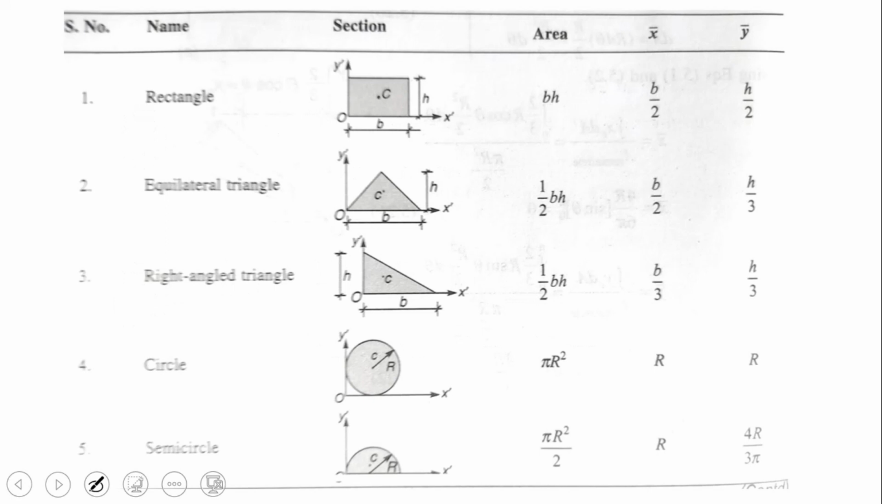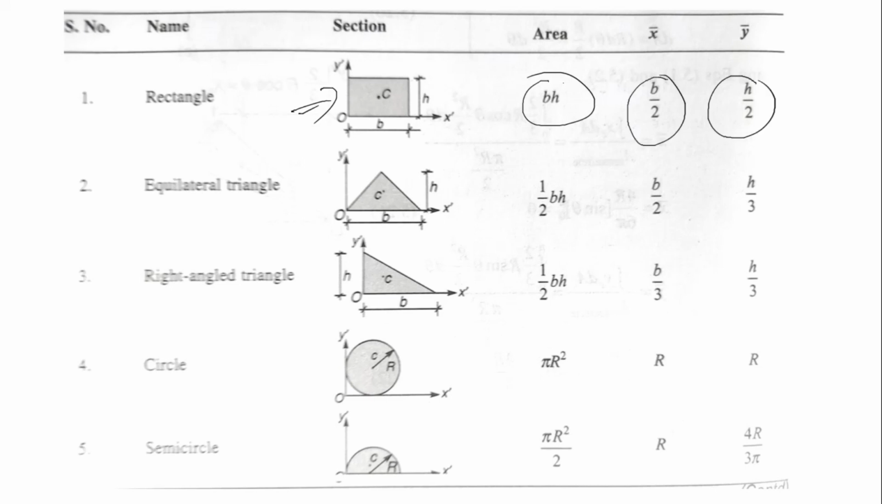These are a few examples. This is the plane section or plane area, and the formula for area, and what is the formula for x bar and y bar, right. See, take for example a rectangle, the breadth which is equal to b and height which is equal to h. How to find CG? CG is equal to b divided by 2 and h divided by 2, right. So, this is for x axis, x bar, and this is for y axis, y bar, right. Similarly, a few examples are there.